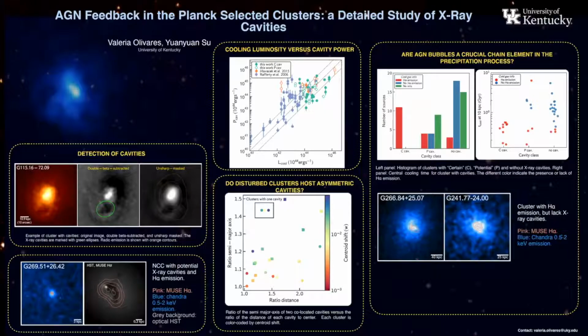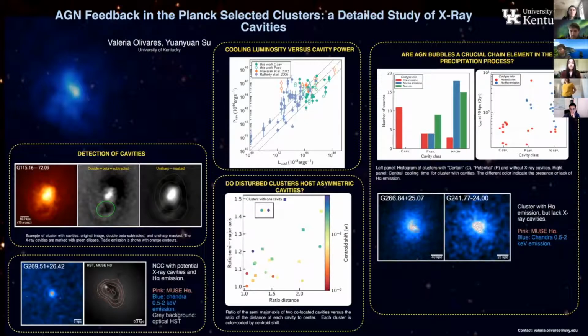I'm a new postdoc at the University of Kentucky, and the poster that I'm showing here shows some preliminary results on the systematics observed for X-ray cavities in Planck selected clusters using Chandra observations. So the main goal here is to study the connection between the intracluster medium cooling and the AGN feedback heating mechanism in this Planck sample. But we also explore how the cluster weather might be potentially affecting the shape of the X-ray cavities.